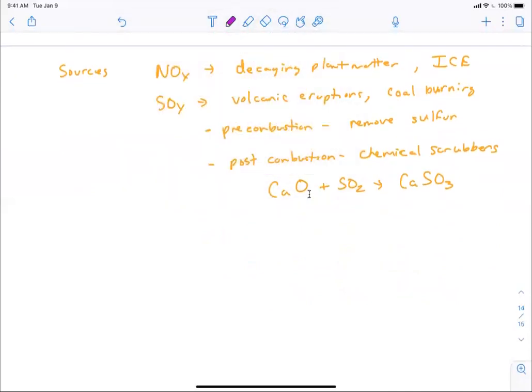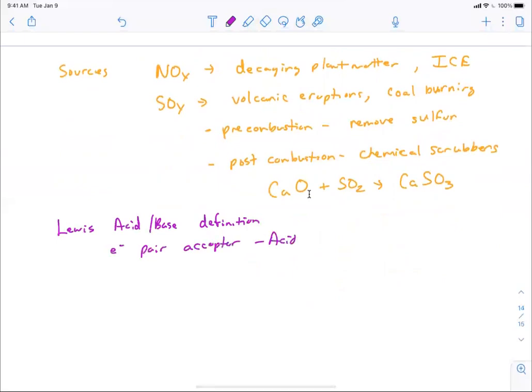For higher level, there's really two major things that you need to memorize. The Lewis acid and base definition, where it has to do with electron pair acceptor for an acid and electron pair donor for a base. So know those definitions, and understand that the Lewis acid base definition is more encompassing than the Bronsted-Lowry. Every Bronsted-Lowry acid base is a Lewis acid base, but not every Lewis acid base is a Bronsted-Lowry acid base.